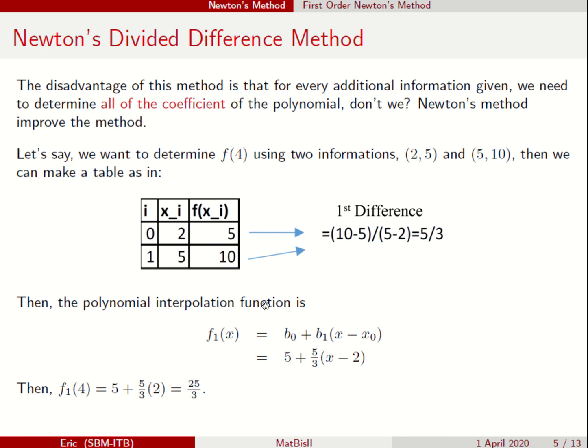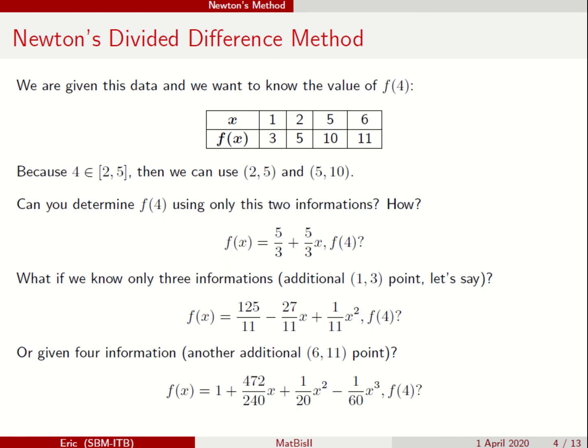So the polynomial interpolation function is b0 plus b1 times (x minus x0). So b0 should always be this one, and this one is b1. So you have 5 plus 5 over 3 times (x minus 2). 2 is x0. x0 is 2. Okay, so f(4) is 25 over 3. This is the same as what we did here manually. The same, 5 over 3, and f(4) is the same.